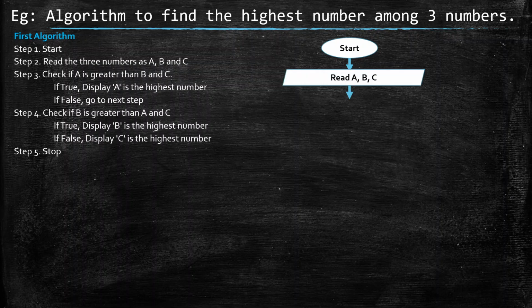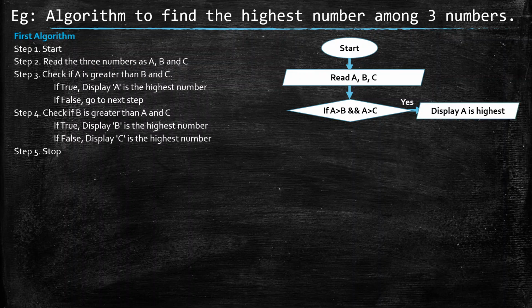So I'm going to show you here. Start is a kind of flowchart. We are going to represent these algorithms in flowcharts. So you start and read the three numbers A, B, C, and here are the comparisons. If A is greater than B and A is greater than C, then in this case, if it is true, we can display that A is the highest or greatest number.